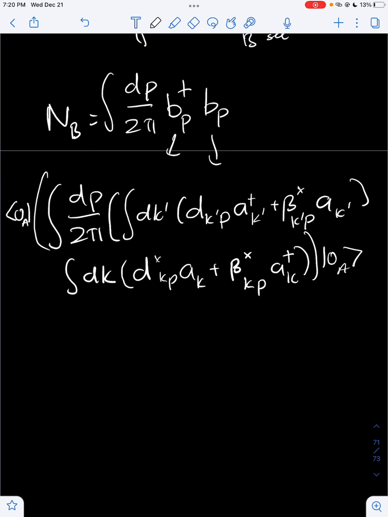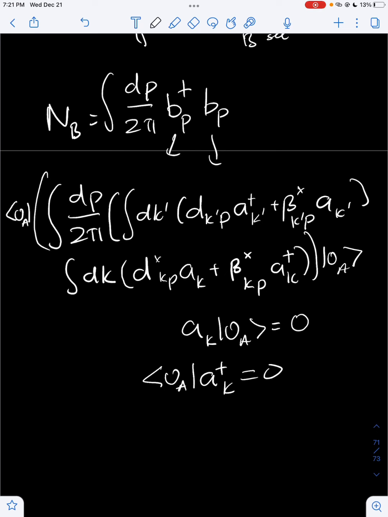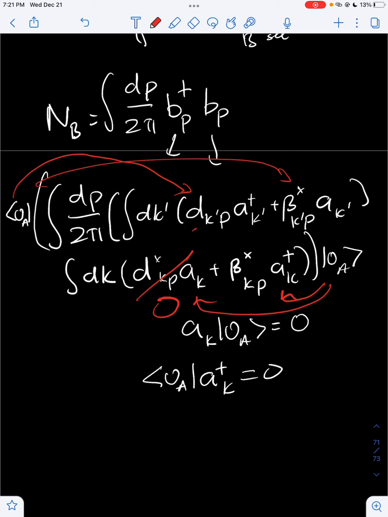Now we can note a couple of interesting properties. Note that a_k acting on the vacuum state gives us 0 by definition. And since that equals 0, the covector for A acting on a conjugate k also gives us 0. So when we distribute this state on the inside, this is going to be 0 because we have an a_k acting on the vacuum state. And when we distribute this over here, this is going to be 0 due to this over here.